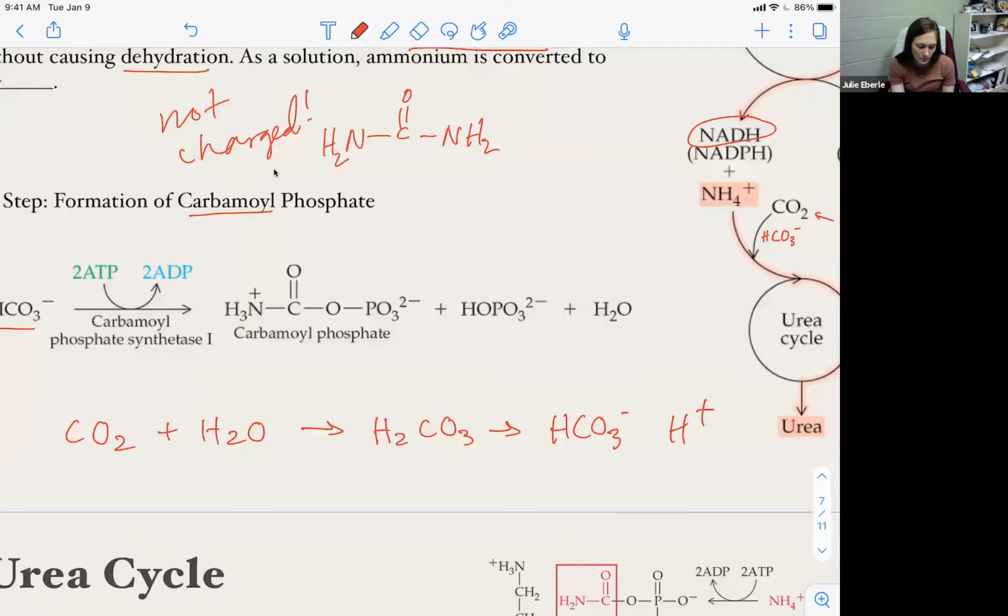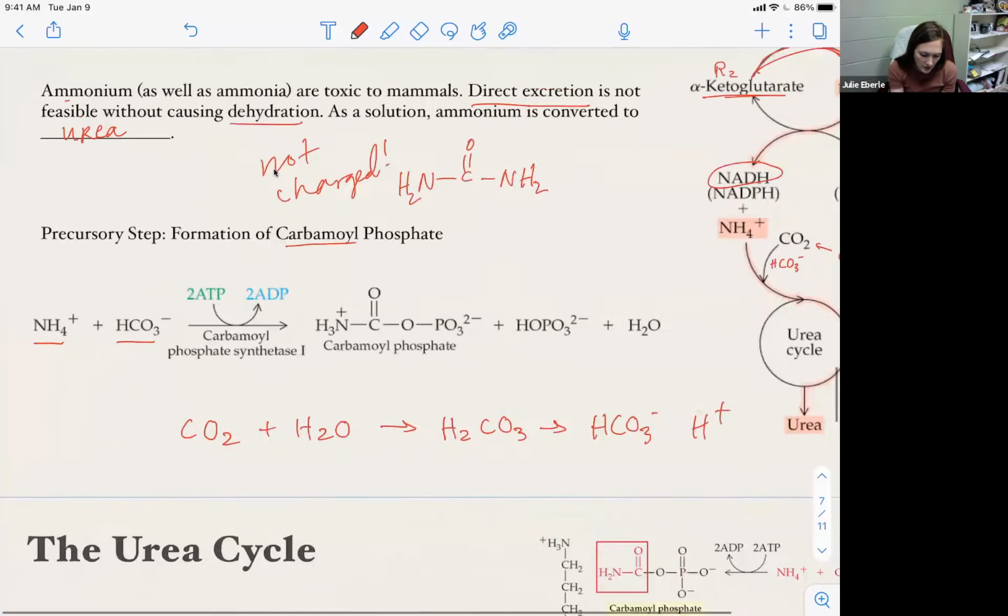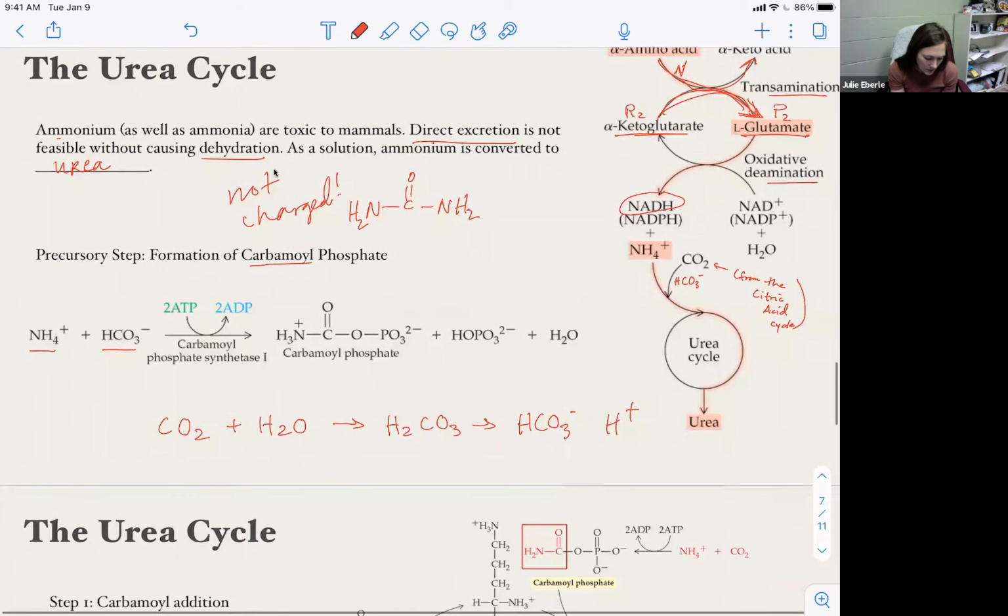Okay, so that's where bicarb comes from. It's just in the figure, it shows you CO2. So we have to use 2 ATP. Wow, that's expensive, right? Energetically. 2 ATP to power this reaction.